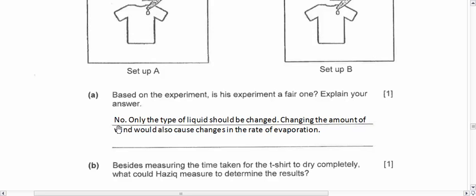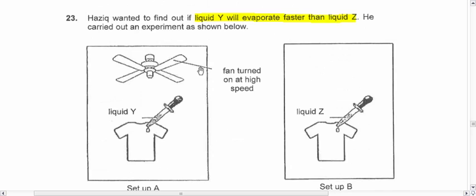So his experiment is not fair? No. Reason being, only the type of liquid should be changed. Okay, this is if I want it to be a fair test. Now also because changing the amount of wind would also cause changes in the rate of evaporation. So it will cause his results to be wrong.